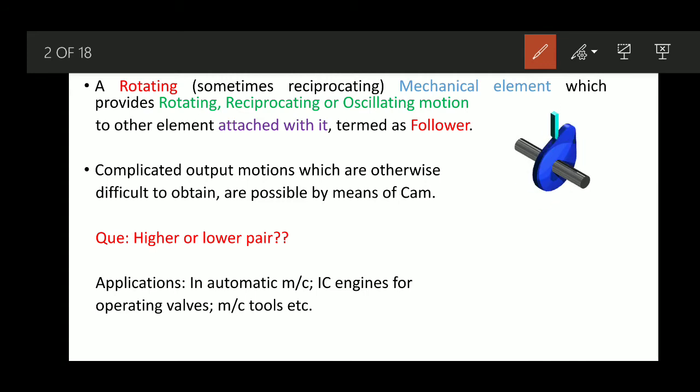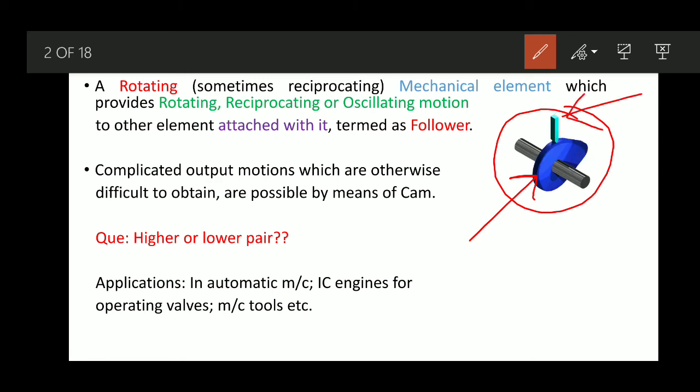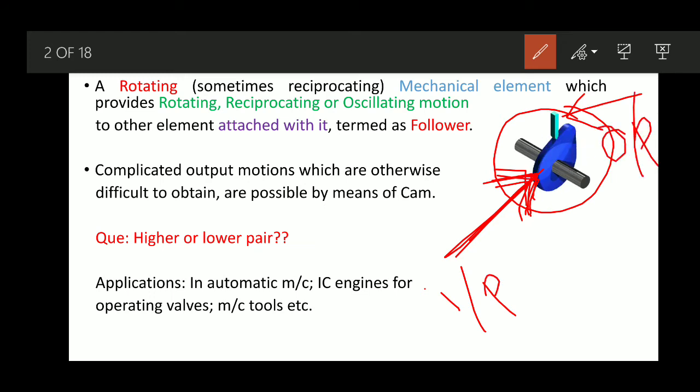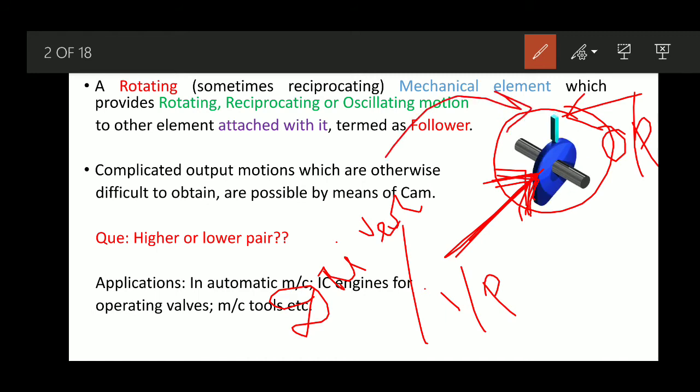Now from this discussion, we can easily say which part of this mechanism is the driver and which is the driven part. The cam is the driver, and the follower is the driven. That means the follower follows the cam. Whatever be the motion of the cam, and whatever be its shape, based on that the follower gets the motion. So the cam is the input, the driver, and the follower is the output, the driven.